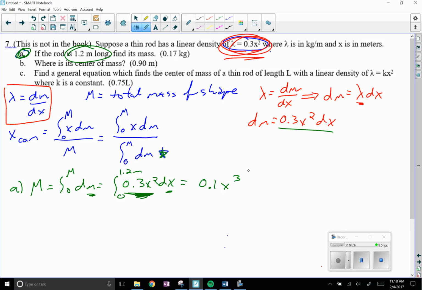Okay? And then my bounds of integration are from 0 to 1.2. So I'm going to simply put 1.2 in here and put 0 in here, and then find the difference. So this is 0.1 times 1.2 cubed, and then minus 0. Okay, so what do we get? Sorry, I had to go grab a calculator. It gives you 0.1728.